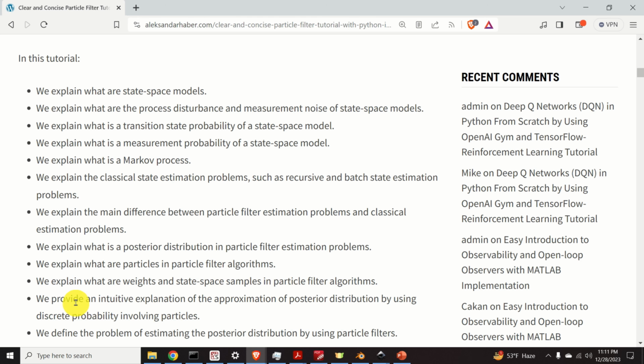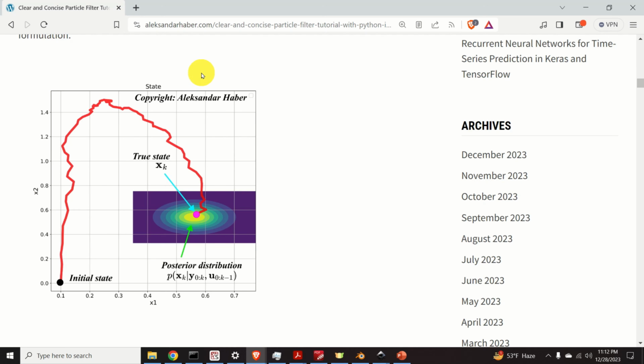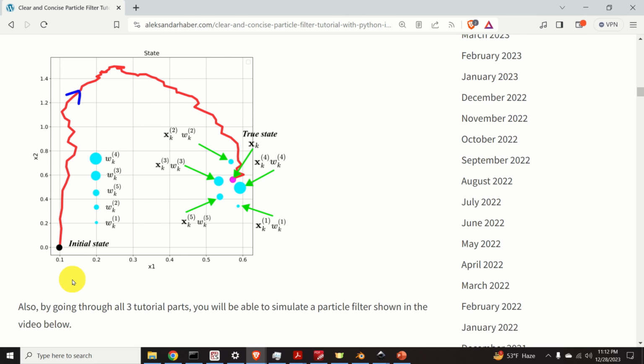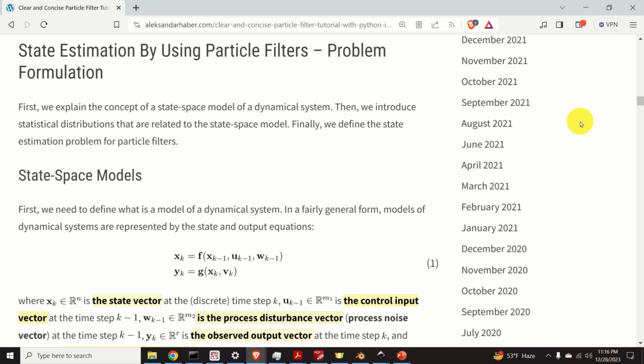Then we provide an intuitive explanation of the approximation of posterior distribution by using discrete probability involving particles. And finally, we define the problem of estimating the posterior distribution by using particle filters. By the end of this video tutorial, you will be able to understand this very important graph as well as this one, that illustrate the main ideas of particle filters. Okay, let's start with explanations.